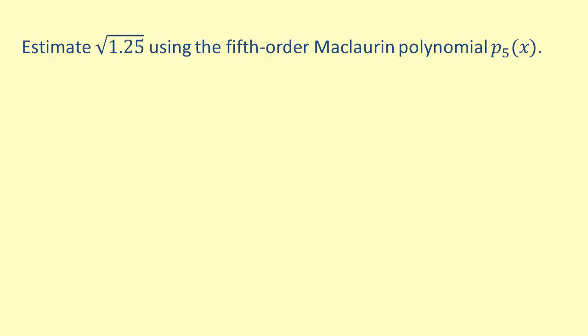Binomial series can be used to estimate the value of a function. The more terms of the series we use, the closer the approximate value is to the actual value. Here, we are asked to estimate the square root of 1.25 using the fifth order Maclaurin polynomial p sub 5 of x.